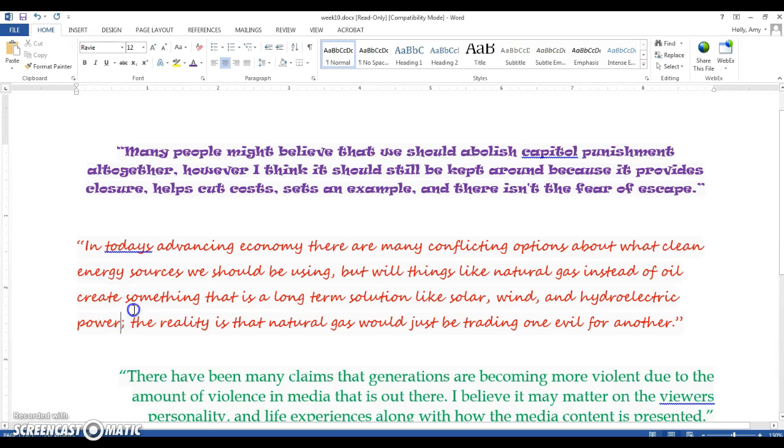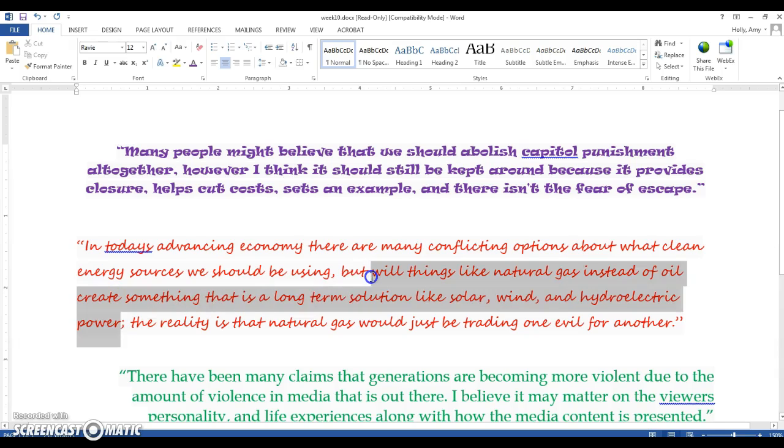So one thing I want to point out about this example is that this is actually a question, the part that I've highlighted here. Will things like natural gas instead of oil create something that is a long-term solution like solar, wind, and hydro? And remember that your thesis should be not a question, but rather a statement. It should be the statement that is your answer to the research question that you started out with in the beginning.